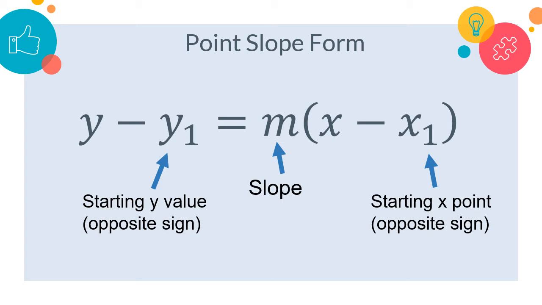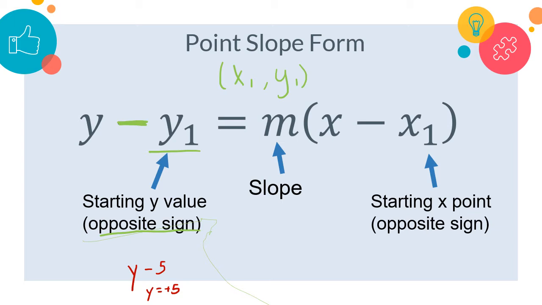When I talk about this y1, that's my starting y value. So I'm trying to create a point that's x1 comma y1. Now you'll notice that there's a subtraction sign there. That means I'm going to use the opposite sign. For just a quick example, if it says y minus 5, that actually means that my y value is going to be positive 5. We use the opposite sign.